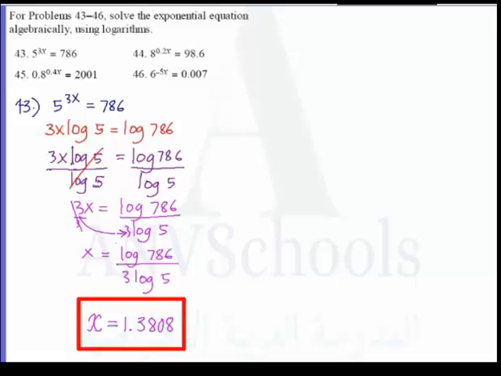Now to check the solution, whether it is accurate or not, just simply substitute this value to the x in here. Use your calculator to solve it. So what if my x is 1.3808? Let me try that. 5 raised to 3 times 1.3808 is equal to 785.983. So that means that I could easily round it off to 786, and we have a valid answer.